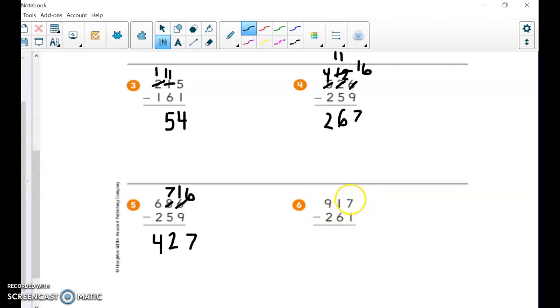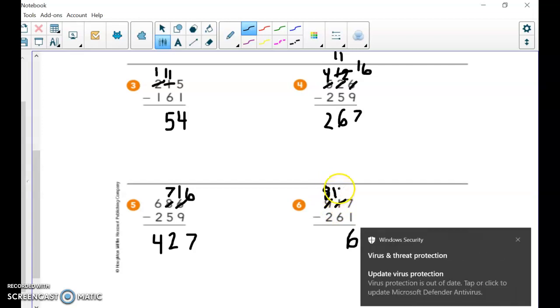In the ones place we start, we have 7 minus 1. Can we do that? 7 take away 1? Yes, we can. And we go to the tens place. 1 minus 6. Can we do that? No, we cannot do 1 minus 6. So we have to go over to the 9. Ungroup that 100, make it 8 hundreds. Giving those hundreds over to the tens place, so instead of 1 ten, it's going to be 11 tens.